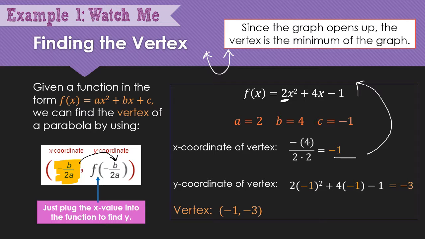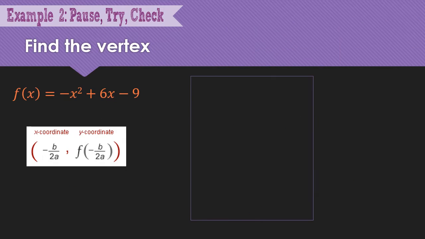You're finding that point, and in this case, it would be that minimum, and it would be at (-1, -3) on the coordinate plane. All right, so let's take a look at another example. Now would be a great time for you to pause, try this one on your own, and come back and check.